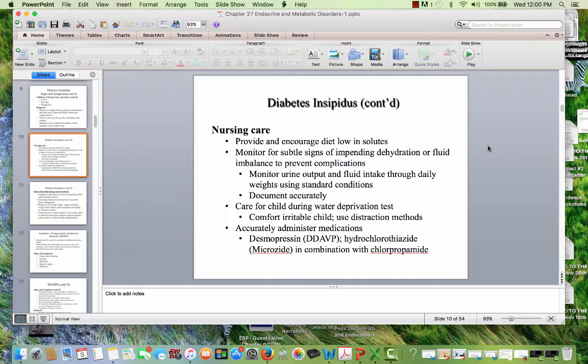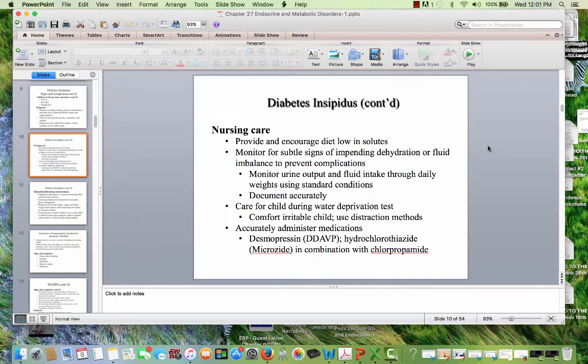And so, as I mentioned before, the administration of IV fluids is essential to treat severe dehydration, especially when the child can't tolerate PO intake or by mouth feeds. So you also want to monitor urine output and fluid intake, document accurately, care for the child during the water deprivation test, and comfort the irritable child using distraction methods appropriate for that child's age. And then you want to administer certain medications.